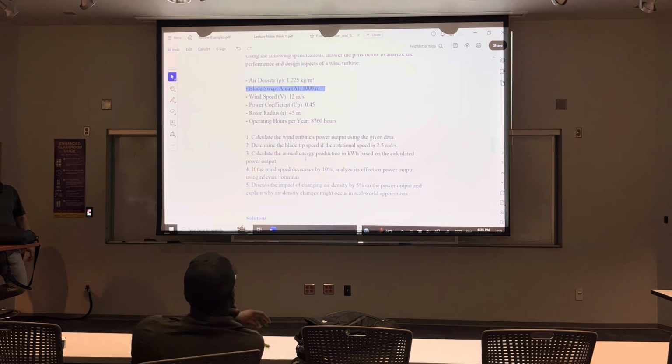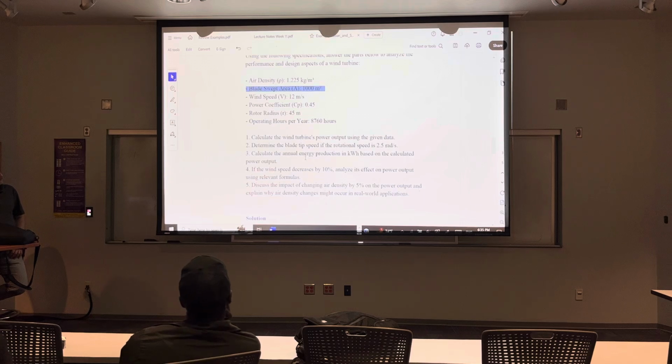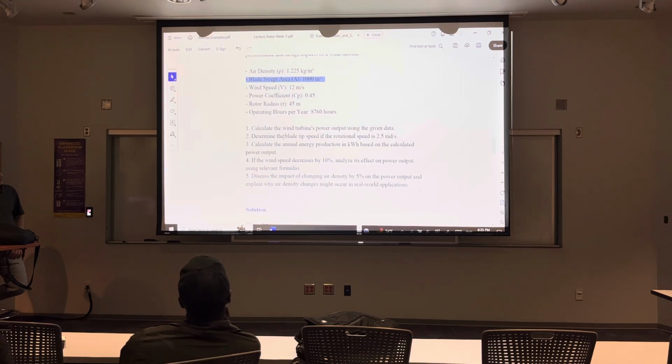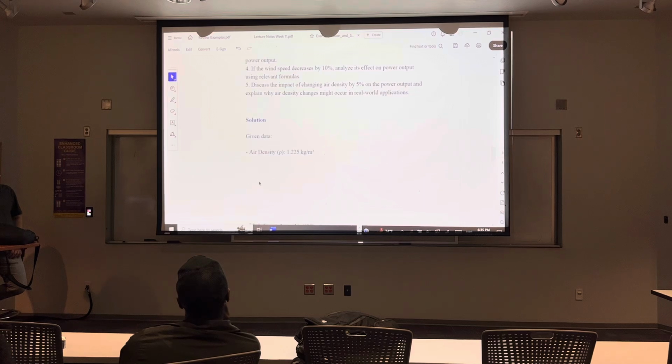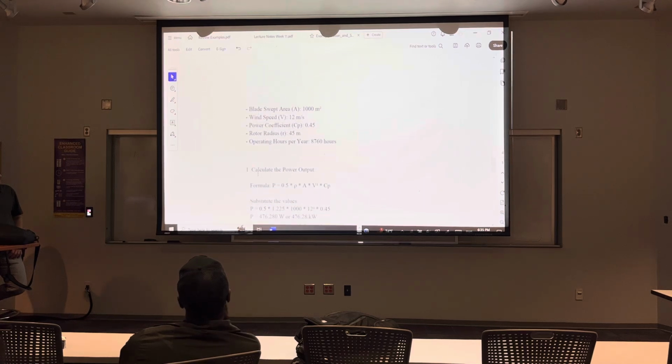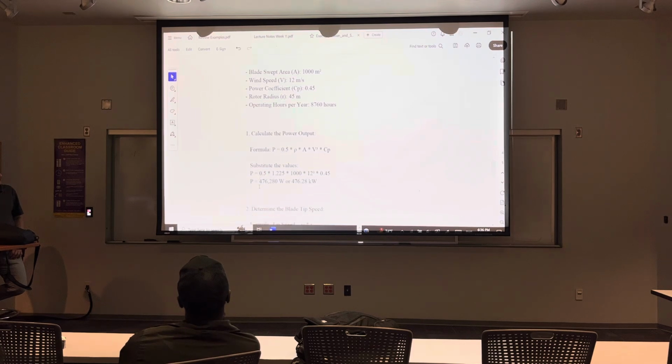Calculate the wind turbine power output. Here there is no efficiency, so you can use the power directly: P equals 0.5 rho A V cubed CP. You can calculate the output power directly. If I give you an efficiency, multiply by the efficiency. Okay?